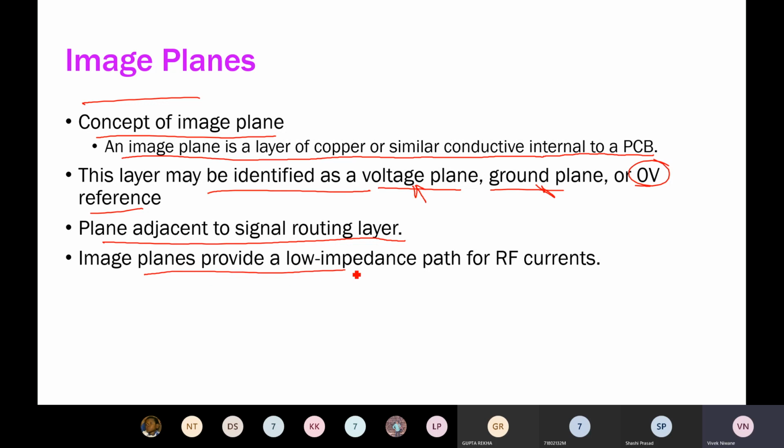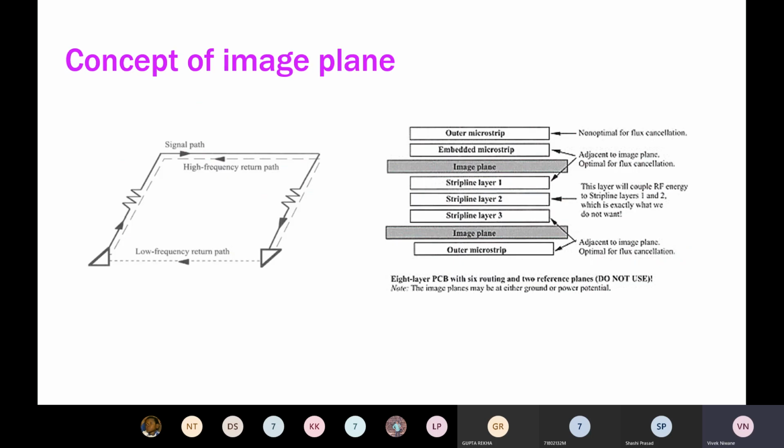Okay, the image plane provides the low impedance path for the RF currents. Always remember that the currents always follow a path of low impedance. Okay, low impedance की बात हो रही है, only resistance की बात नहीं है, impedance की भी बात हो रही है, because we do have resistance, inductance and capacitance associated with the planes.